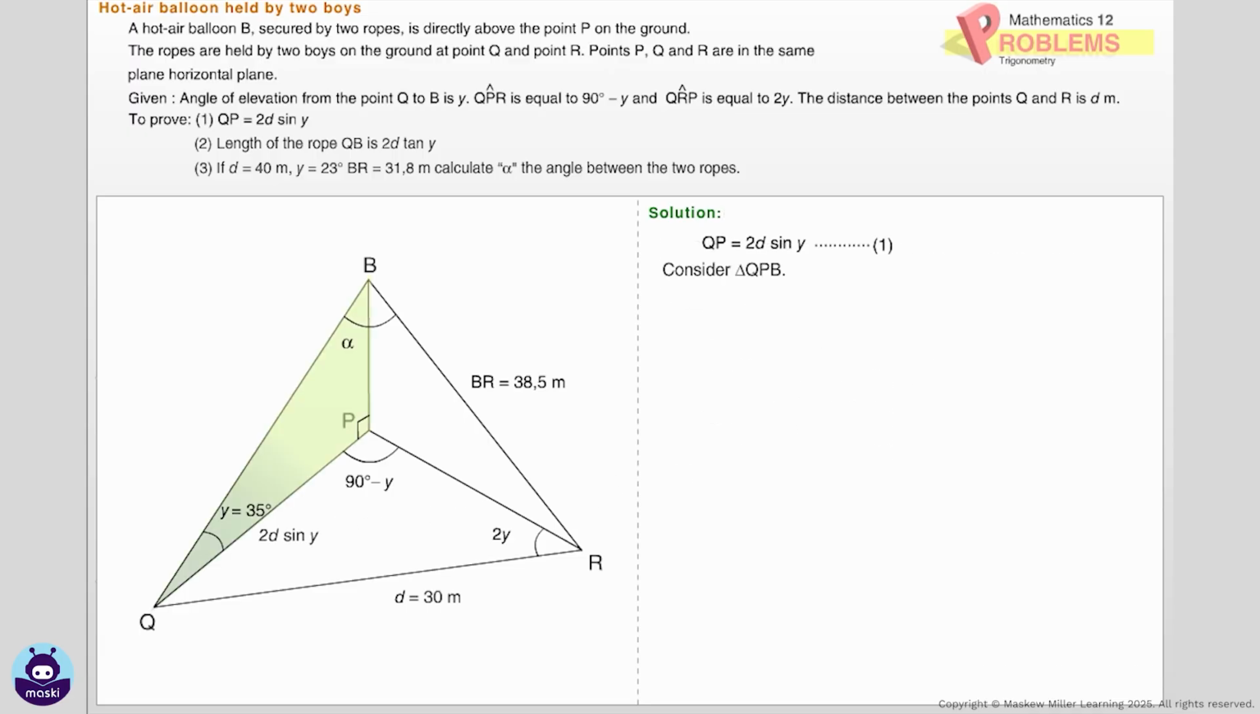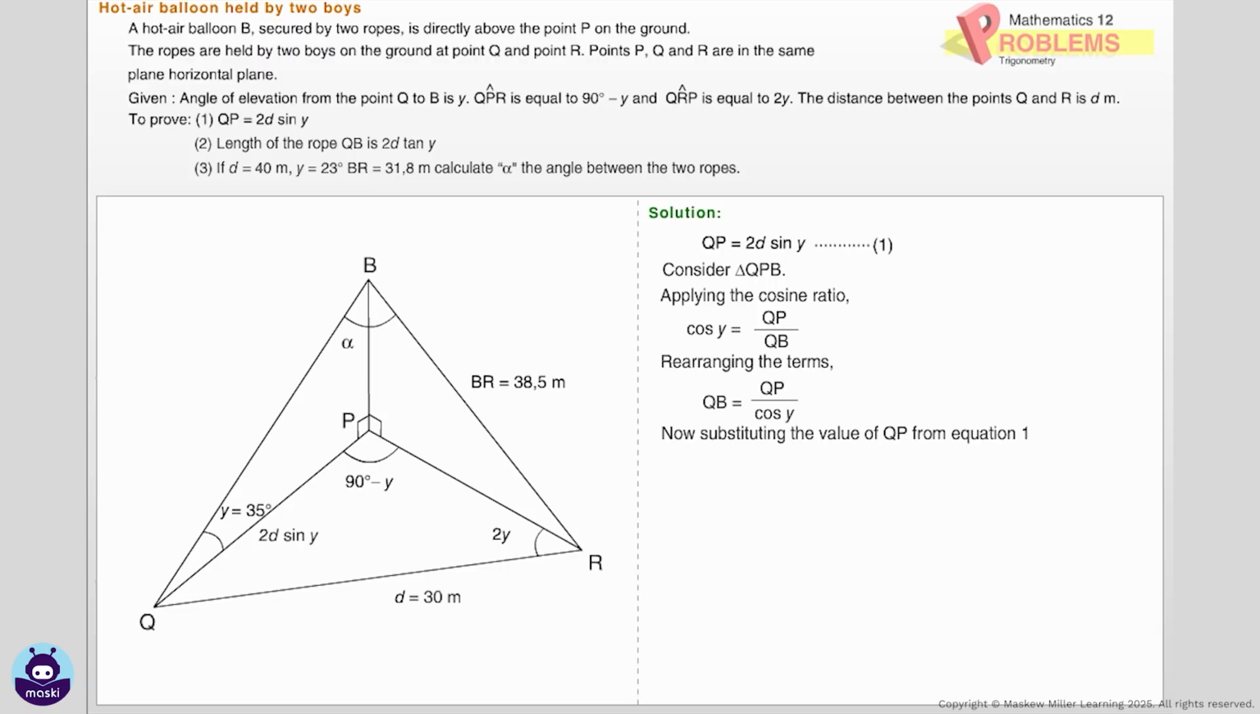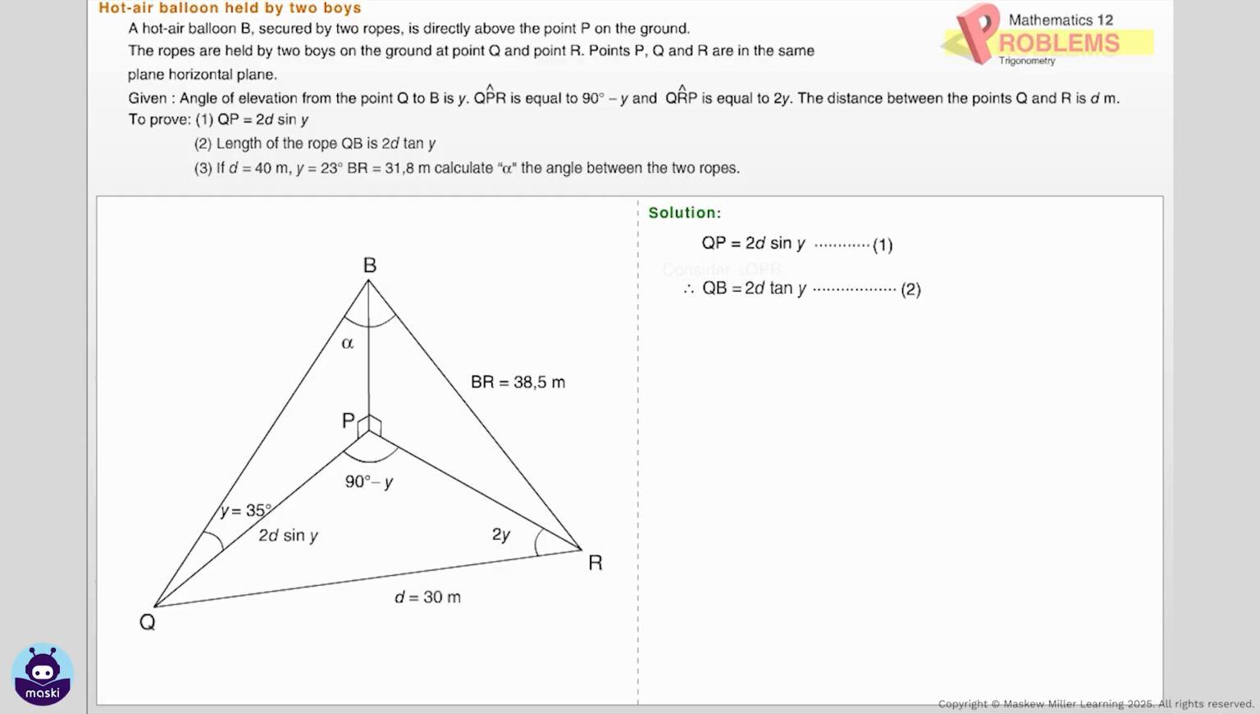Now, let us consider triangle QPB. Applying the cosine ratio, cos y equals QP over QB. Rearranging the terms. Now, substituting the value of QP from equation 1. QB equals 2d sine y over cos y. Therefore, QB is equal to 2d tan y.